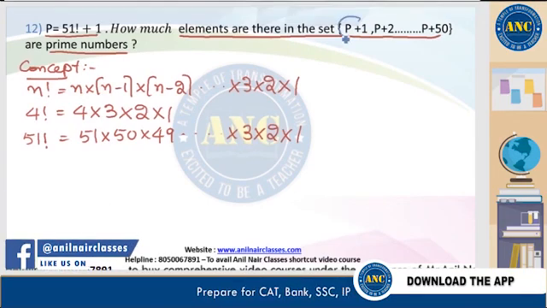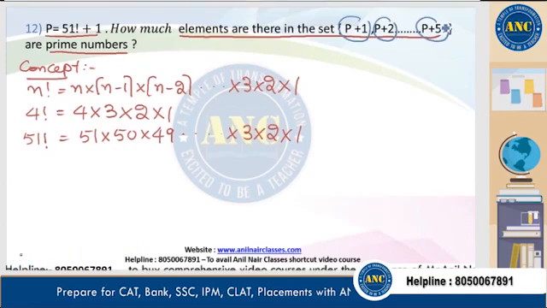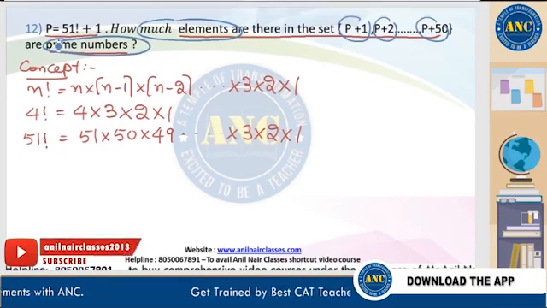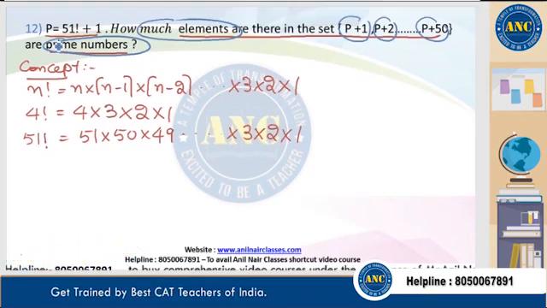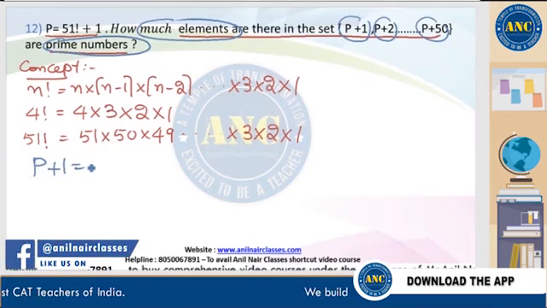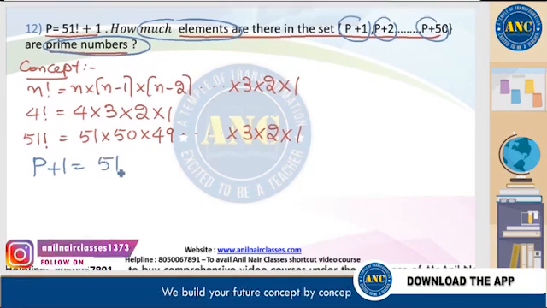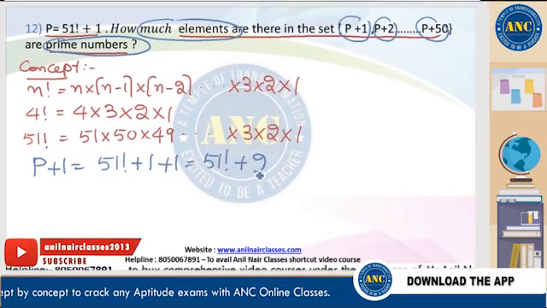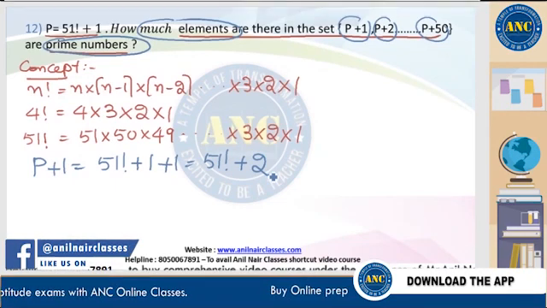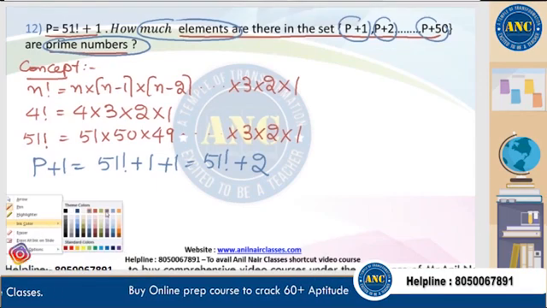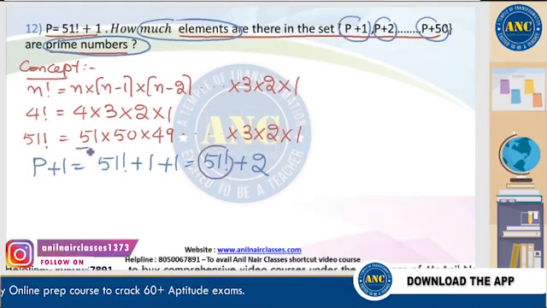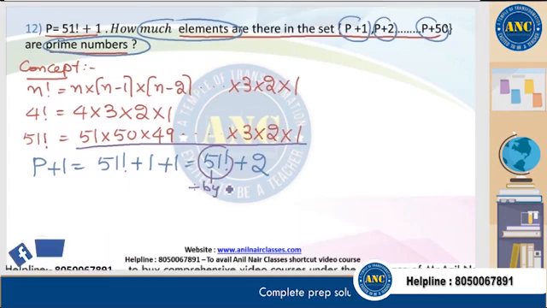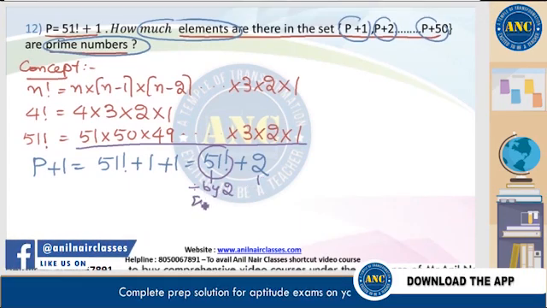Now he is asking, there are some numbers: P plus 1, P plus 2, till P plus 50. How many elements in this set are actually prime numbers? Now if I take P plus 1, P is 51 factorial plus 1, so P plus 1 is 51 factorial plus 2. If you observe carefully, 51 factorial is 51 into 50 into 49 and so on up to 3 into 2 into 1. This number contains 2, so it is divisible by 2. That means it is an even number.